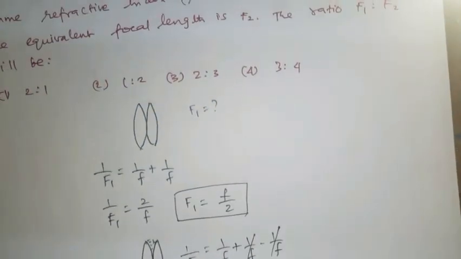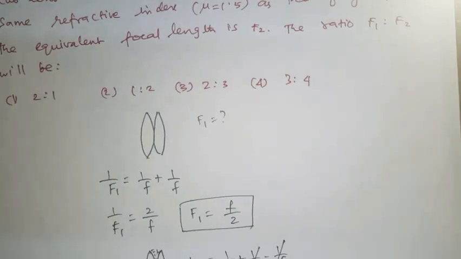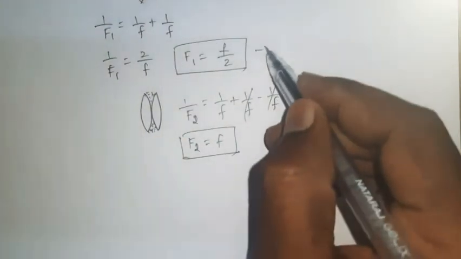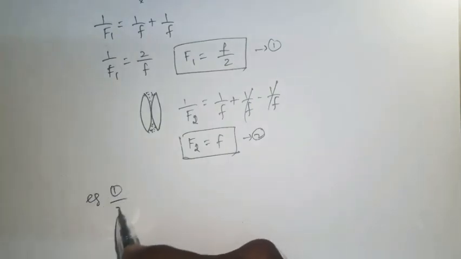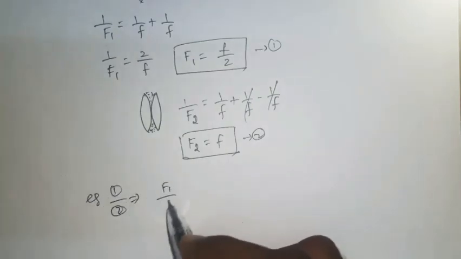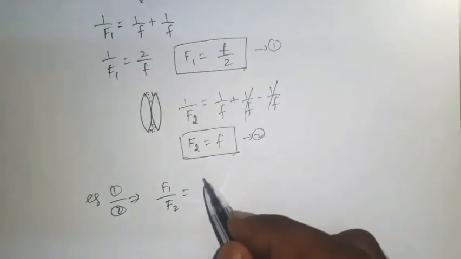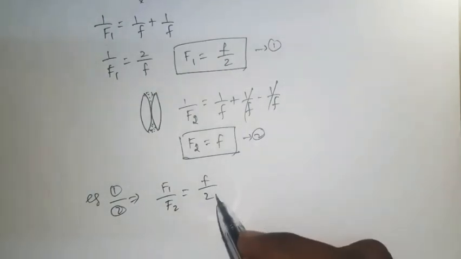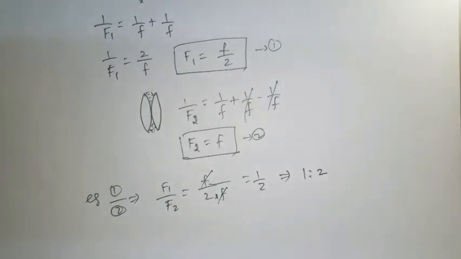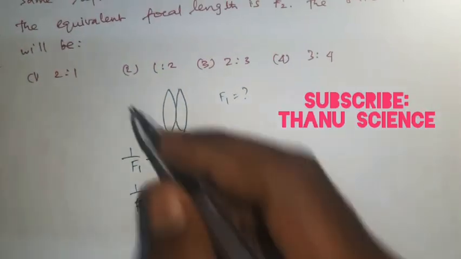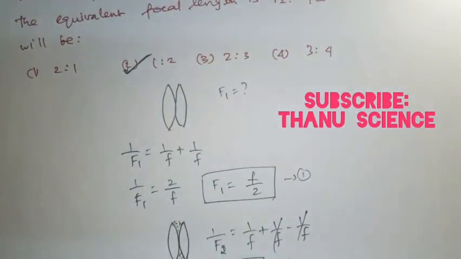Now they are asking the ratio f1 is to f2. So let it be equation 1, and this is equation 2. So equation 1 by 2, that is f1 by f2 is equal to f by 2 divided by f. If we cancel, we will get 1 by 2, that is the ratio is 1 is to 2. According to this, option second is the right answer, 1 is to 2.